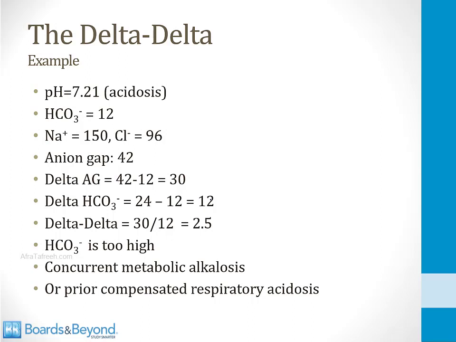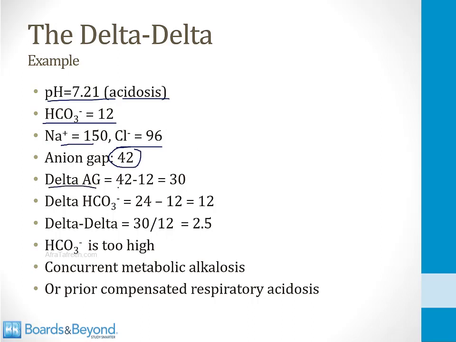It's very unlikely you'll be asked to calculate a delta-delta on step 1, but you should know what it's used for because you are often asked to recognize mixed disorders. So let's imagine a patient has a pH of 7.21, that's an acidosis. The bicarb is low, so it's a metabolic acidosis. If the sodium is 150 and the chloride is 96, you can do the math and the anion gap is 42, which is elevated. So this patient has a high anion gap metabolic acidosis.